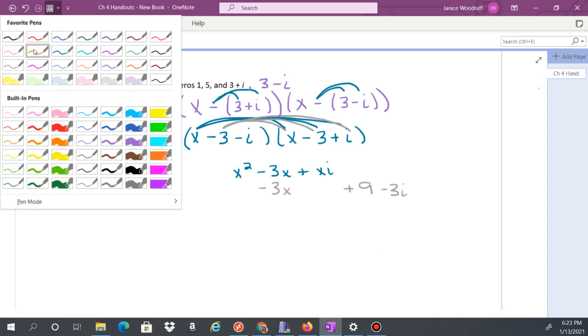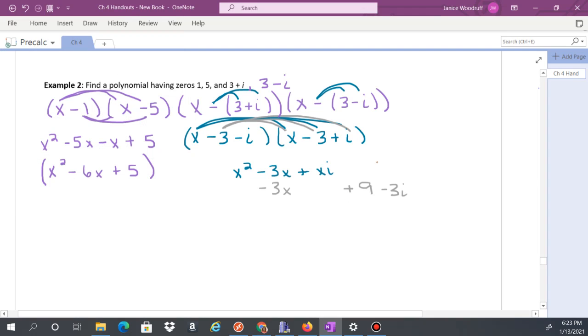Okay, then let's go orange here. So then negative i times everything. Negative i times x, and put that right here, that's going to be a negative xi. Negative i times negative 3 would be a positive 3i. And then negative i times positive i, negative i squared. Then I can draw my line and add everything.